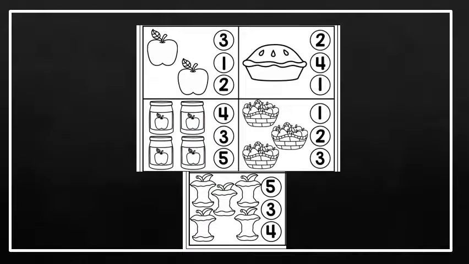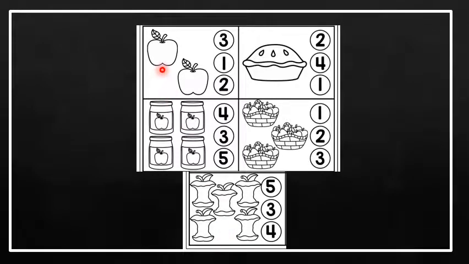Now we have to keep this ball rolling. That is the only way that we will be counting like pros. Let's move to our pictures. We have apples, pie, basket of fruits, jam, and some apples that somebody ate. They must have been really hungry. Let's go back to the top.